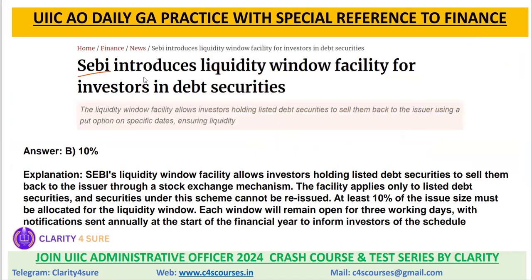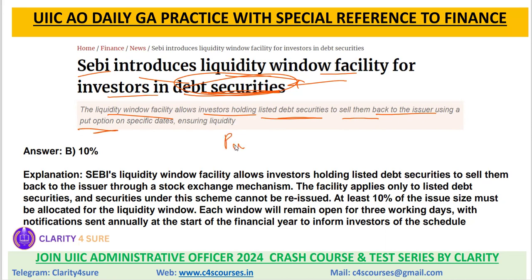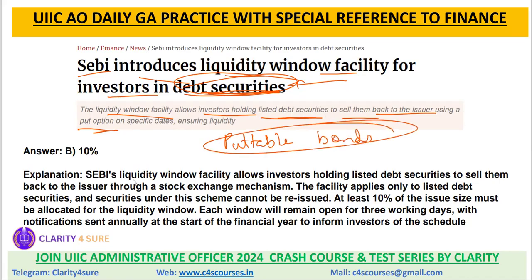So here it is saying SEBI introduces a liquidity window facility for investors in debt securities. It is a special case where only debt securities are concerned. This liquidity window facility allows investors holding listed debt securities to sell them back to the issuer using a put option. That's why in the news it is being called putable bonds. Okay, so this is a new term.